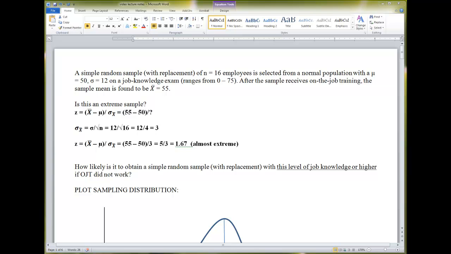So if our sample has an extreme mean after we manipulate some independent variable that we think is going to have an impact on whatever we're measuring, or the dependent variable, then we would expect to see an extreme mean, and also that it would be highly unlikely that we would be able to get this sample mean from the original population, which hasn't had anything manipulated in it.